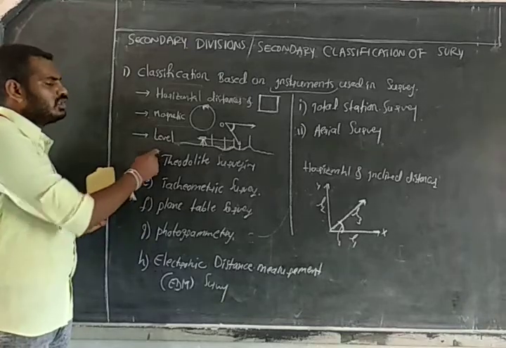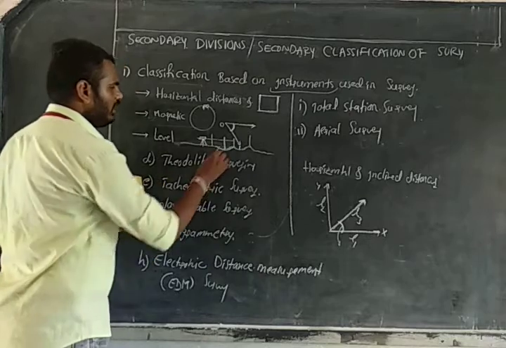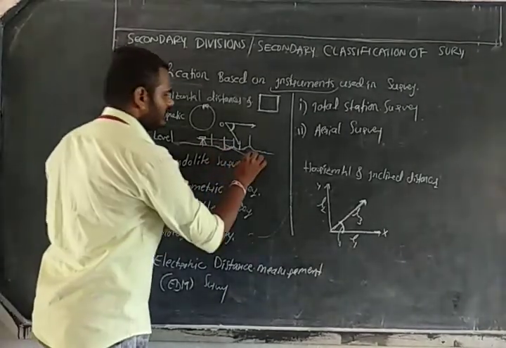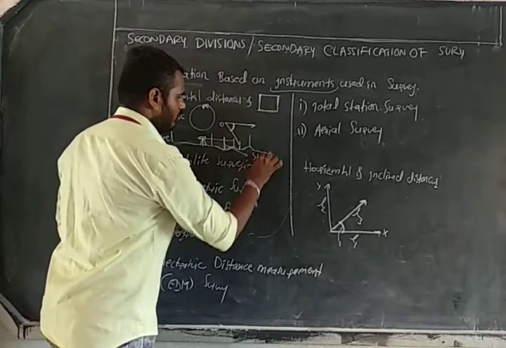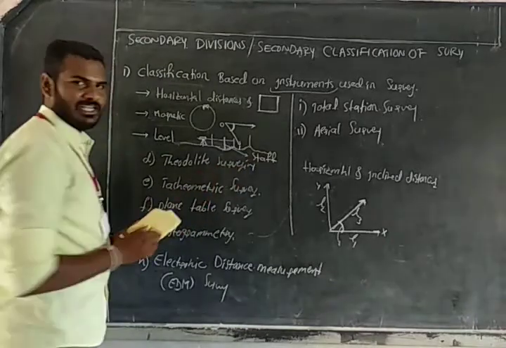To know the height of a particular object, we use a minor instrument, and that minor instrument is the staff. We call that the leveling staff.